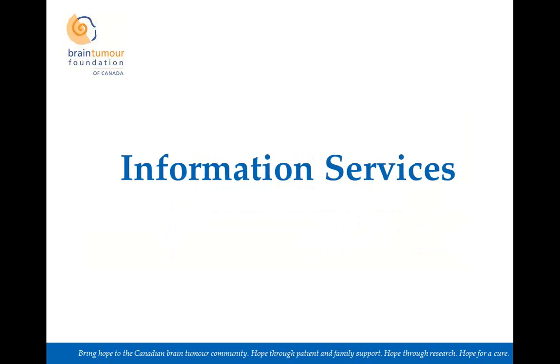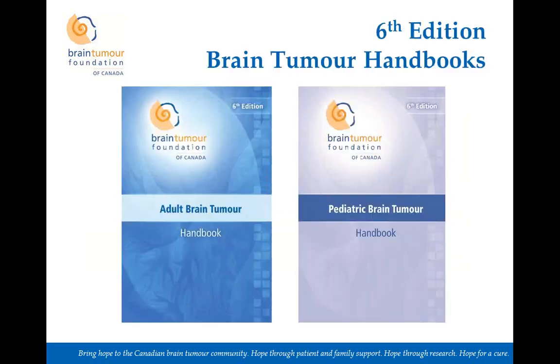And so information services, this is one of the pillars of our mission statement, and it's a very big part of our organization. Here you'll see a photo of our current adult brain tumor handbook and pediatric brain tumor handbook. And this is where I'd like to maybe see a show of hands as to who on the webinar today has seen these handbooks or currently uses the handbooks to distribute to patients and families. So if you can just click on that raised hand if you've seen this before. So we've got a few people.